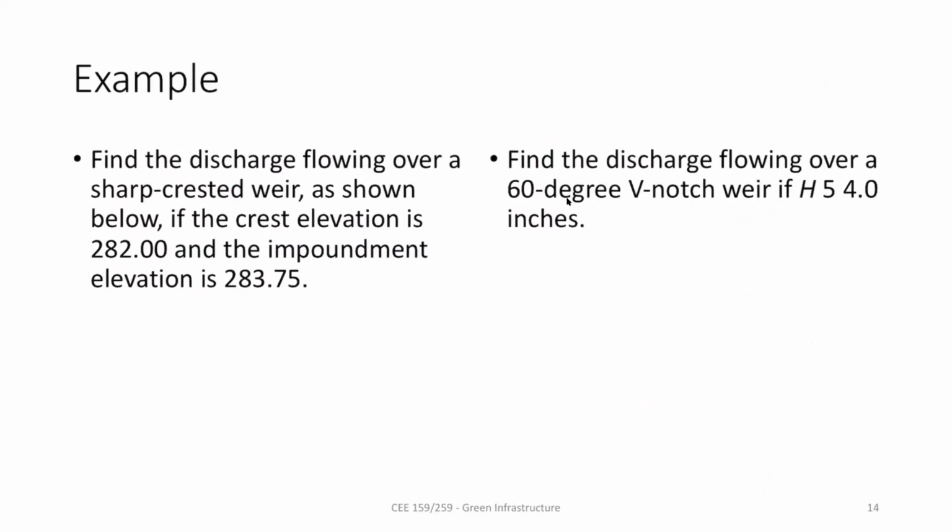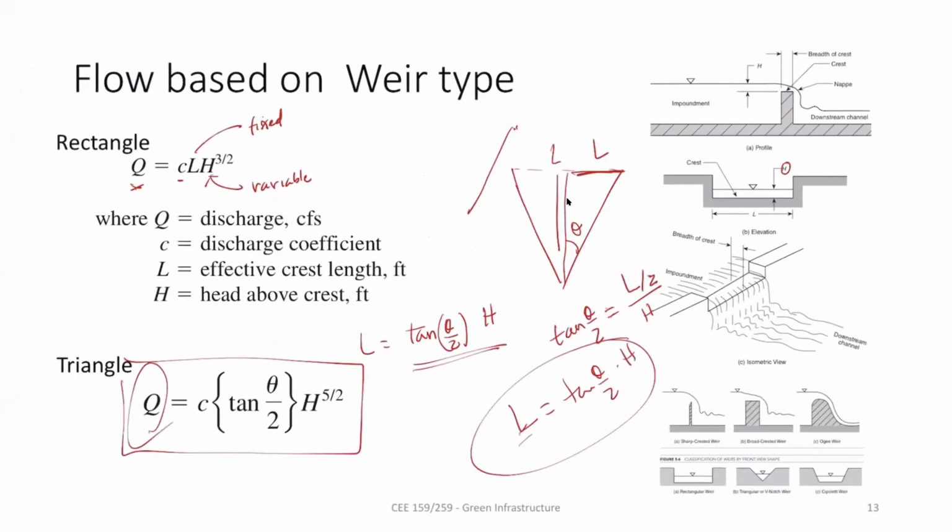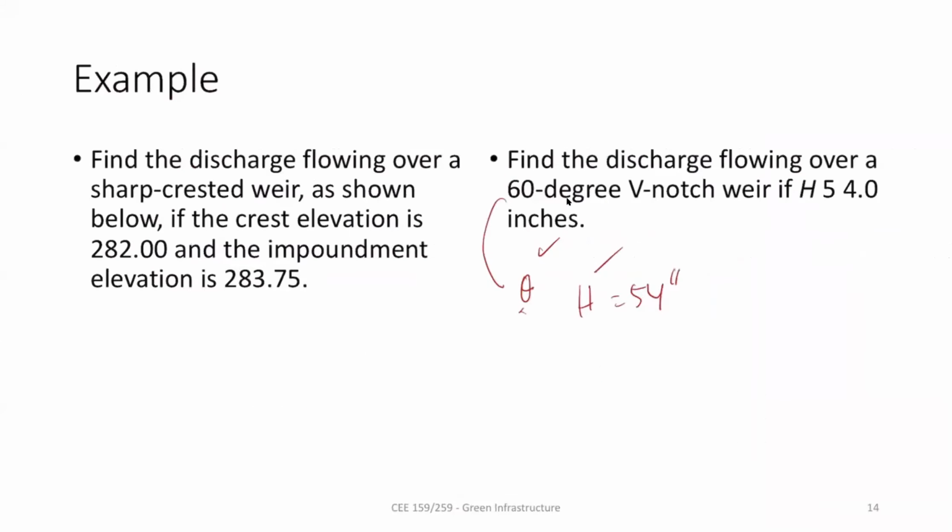Same thing, find the discharge flowing over a 60-degree V-notch. That means this is theta, and the h is given. So you know h, you know theta, and what you calculate is Q. Basically everything is given. Same thing for the other one. So it's pretty straightforward.